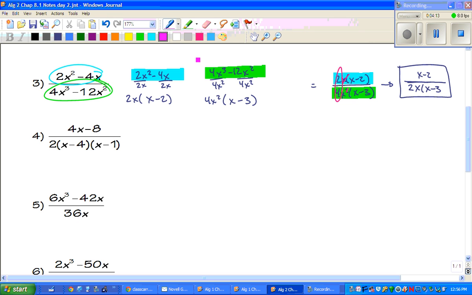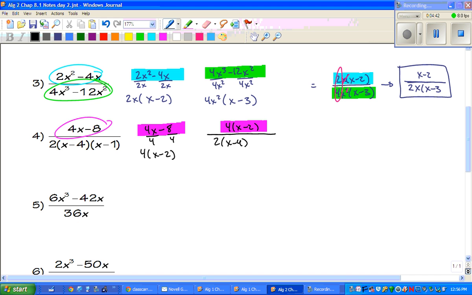Number 4. We're going to take the 4x minus 8 and simplify it. We can pull out a GCF of 4, and we're left with 4 times x minus 2. Now the nice thing is the bottom is already taken care of for us. On the bottom we have 2 times x minus 4 times x minus 1. Okay, so we're going to look at the 4 and the 2. 4 divided by 2 is 2, and that stays on the top.